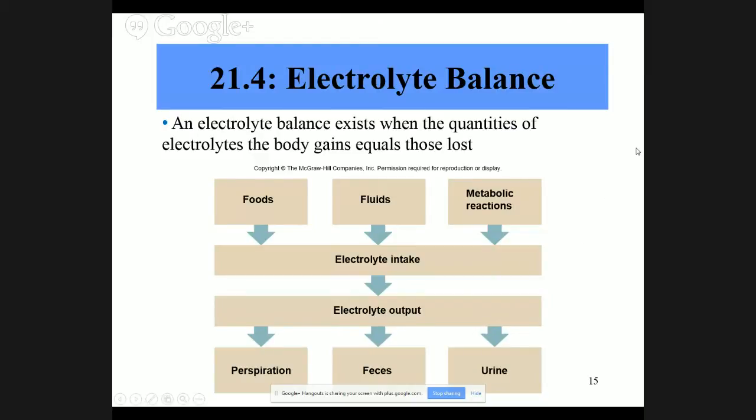So this slide shows a little bit about electrolyte balance. The balance exists when quantities of electrolytes the body gains equals those lost. Again, foods, fluids, and metabolic reactions contribute to electrolyte intake, and the output through perspiration, feces, and urine, and the body tries to maintain a balance.